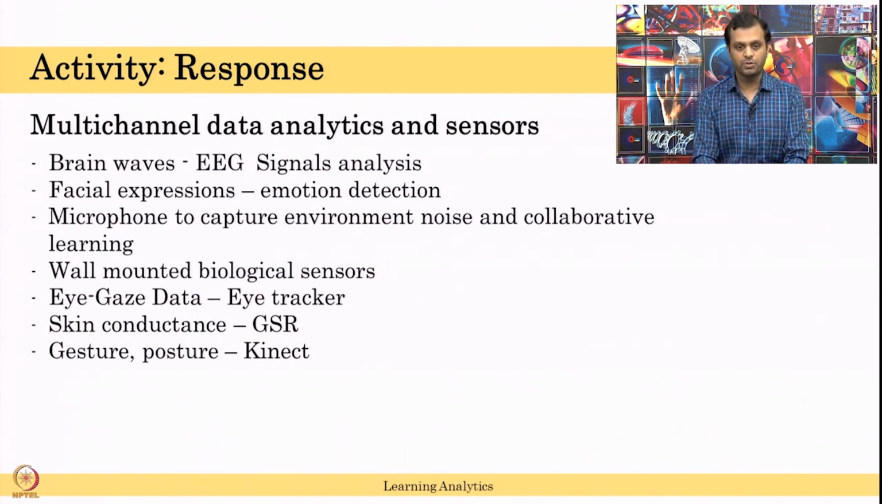And you can also use GSR to measure skin conductance, so the students' attention or cognition can be detected. And we can use Kinect kind of devices which take camera, actually 2 cameras, and it tries to model your posture and gesture. So, yeah, these are the other ways to do that.